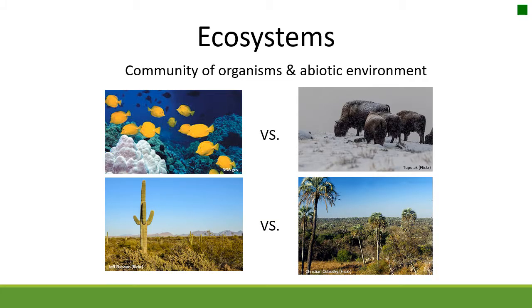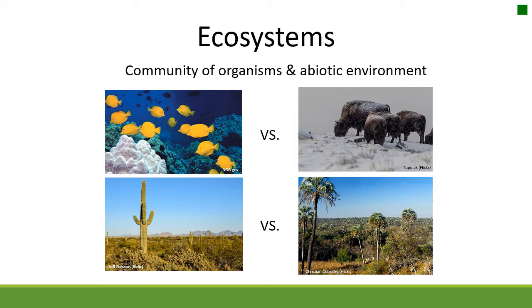So big jump, ecosystems, and what are they? Ecosystems are generally divided into two major groups, aquatic versus terrestrial. Pretty simple to differentiate. One is completely covered in water, the other is not. In this class, we do not need to worry about aquatic ecosystems. I'm just noting that there is a difference between the two.